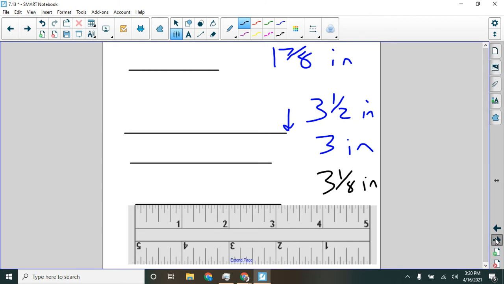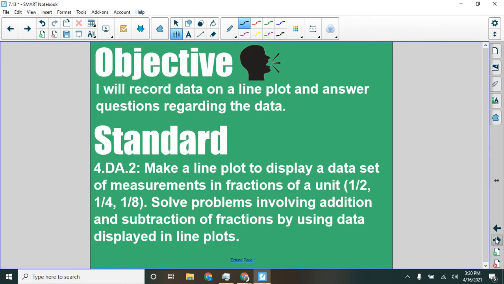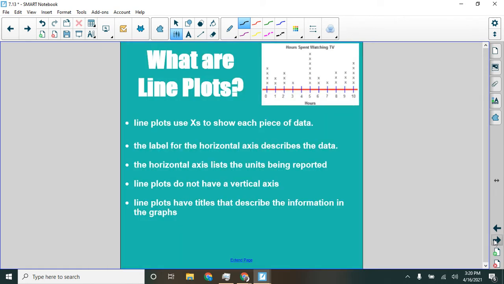All right, this is going to lead us in. Why are we talking about measuring here, when our objective is about line plots? So we are going to record some data that we're going to measure, and then put it on a line plot. Okay, and you can see our line plot standard does talk about fractional units here, which is what we're going to do. So reminding yourself about line plots, right?